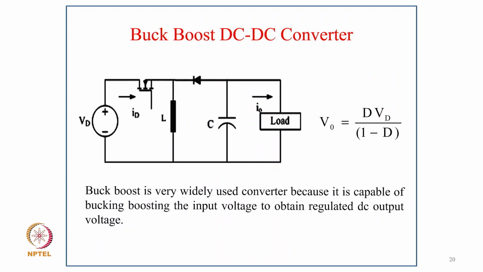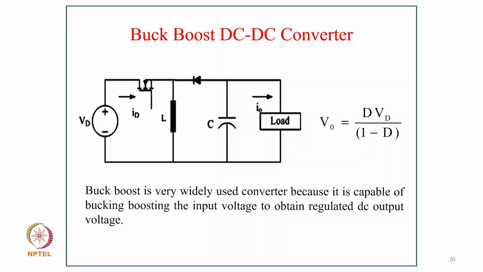Then we have another, third category of the DC-DC converter called the buck-boost DC-DC converter, where of course only the location changes. After the supply we have a device switch, or you can call it a MOSFET, followed by the inductor, diode and capacitor, and the output voltage is D Vd upon 1 minus D.